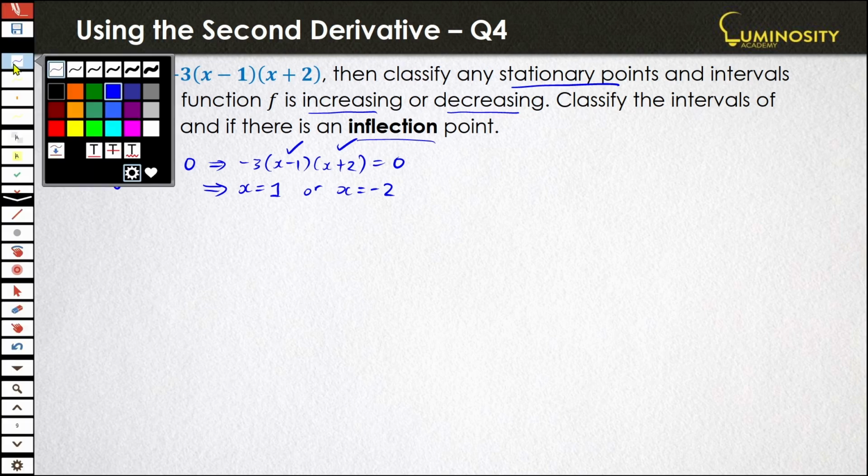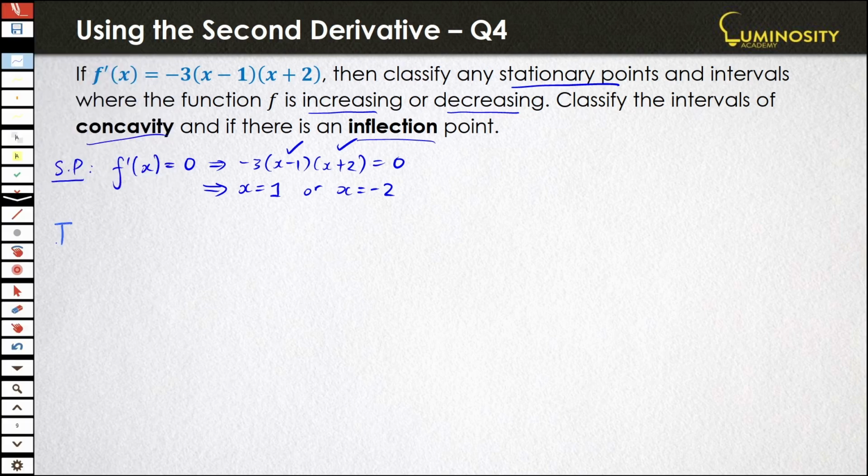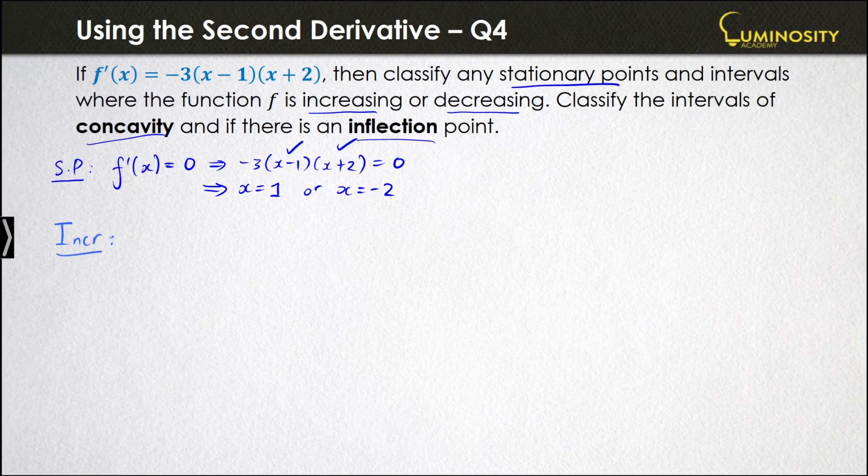All right, so those are the stationary points. Let's have a look at where the function increases. Mathematically, the first derivative is greater than 0 for the increasing intervals. So that means we have negative 3 times x minus 1 times x plus 2 greater than 0. So let's put our number line together. The critical values are at negative 2 and positive 1.